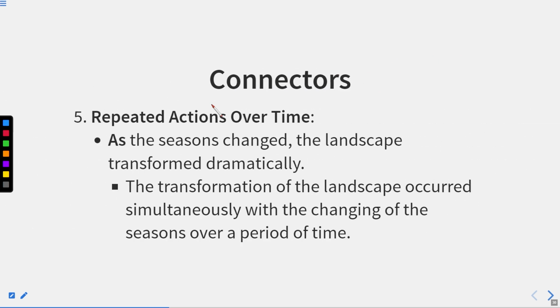Repeated actions over time: as the seasons changed, the landscape transformed dramatically. So it happens frequently or at regular intervals. This is repeated actions, and we know well that repeated actions are always shown through indefinite tenses. The transformation of the landscape occurred simultaneously with the changing of the seasons over a period of time. So this can be shown in the past indefinite tense.